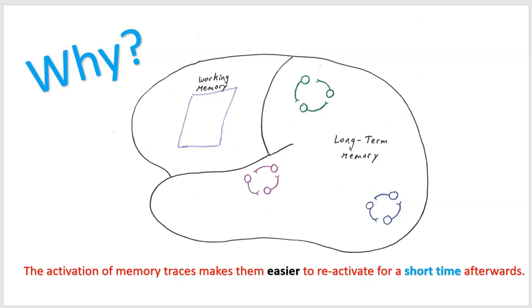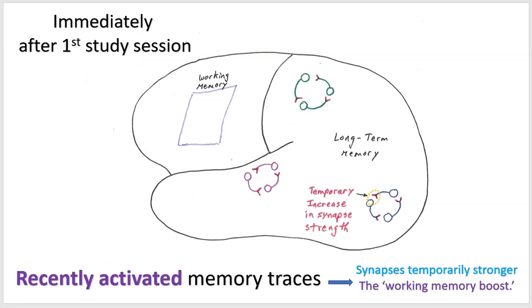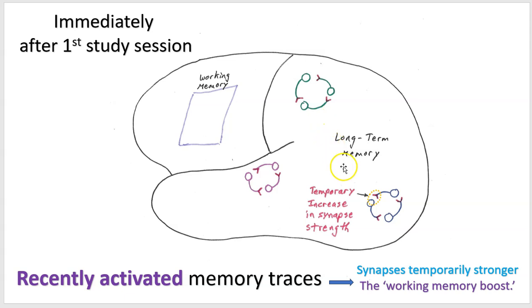And why would that be? Here's the idea. There is a temporary increase in synapse strength. So take a look here. Notice the weak synapses are now a little larger. Here you can see the red tips on the axon terminals, and that is intended to represent that because these memory traces were recently activated a moment ago, they enjoy a temporary increase in strength of these synapses, making the memory traces easier to reactivate in the immediate future.